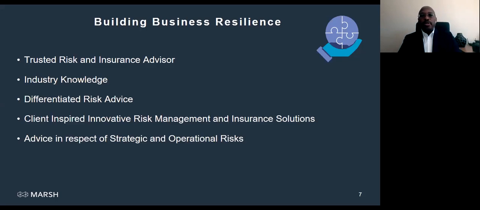What tends to happen most of the time is that we give advice mainly on transference of risk to the open insurance market. This is what transactional brokers do. We are now positioning ourselves to engage clients more at strategic and operational levels. Marsh, we believe, once again, is an enabler in building business resilience and reducing the total cost of risk. Next slide, please.